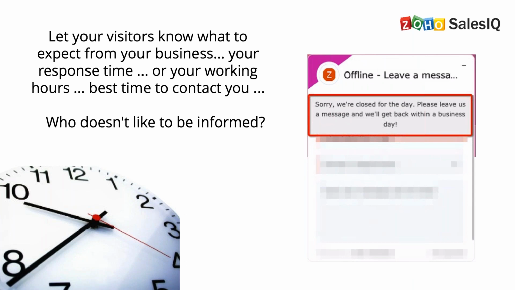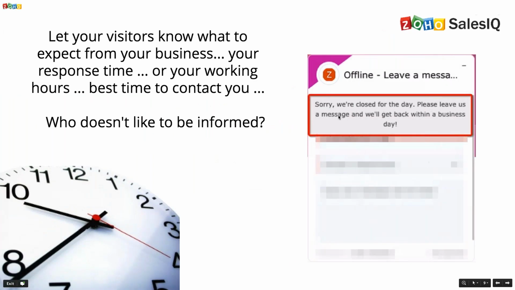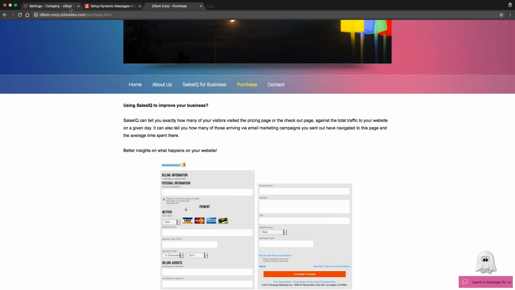So here's a sample of the same chat window that you have here, but with a different message. It says something like this: sorry, we're closed for the day. Please leave us a message and we will get back within a business day. So here the person knows that you will get back to them within one business day. If it's a weekend, they know that you're going to get back to them on Monday. It's explanatory. So this is useful because it sets an expectation. People wouldn't be waiting for something that's not going to come to them. So it's useful. So where do you set those up?